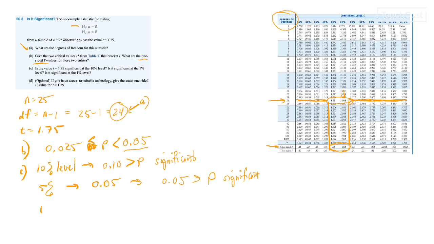The last part of this question is, is it significant at the 1% level? So 1% we can rewrite as 0.01. And now, p is actually greater than 0.01. So this is not significant.